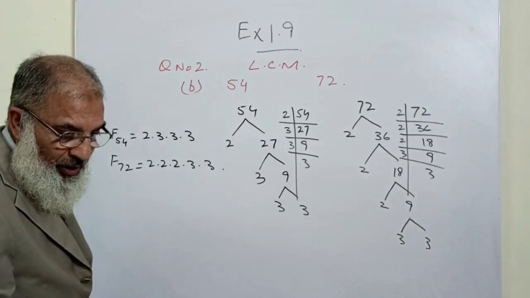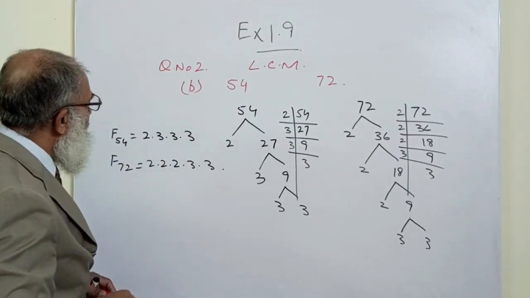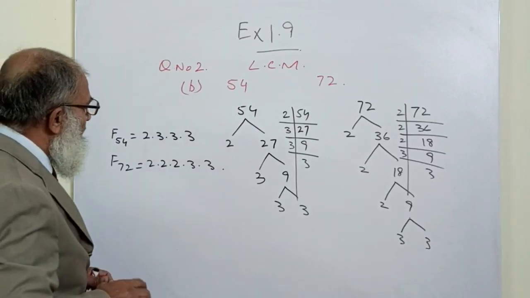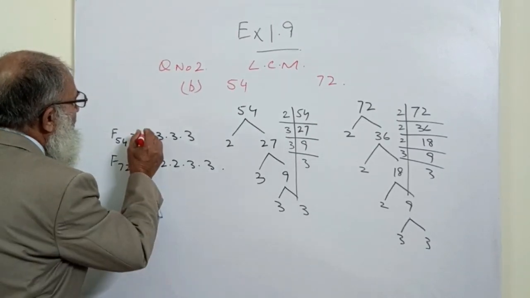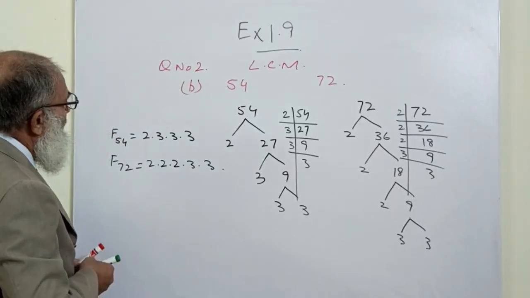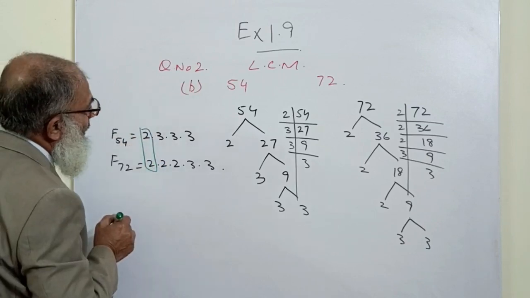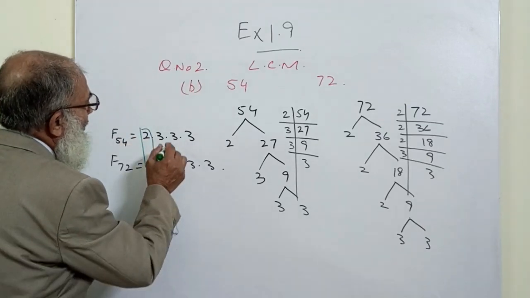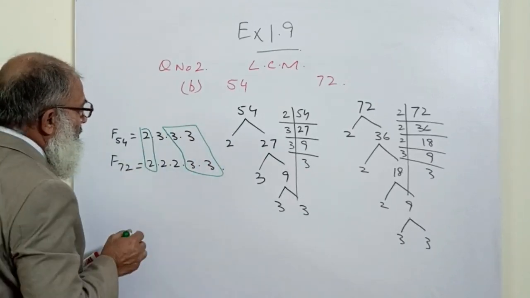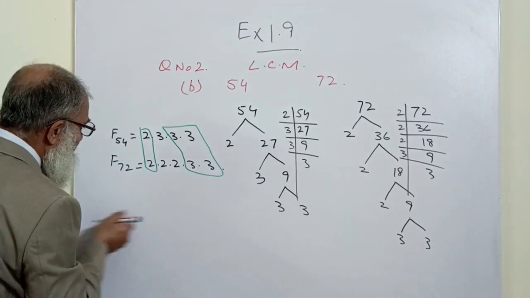So what are we going to do now? I told you in my previous question, what you are going to do is find the factors which are common. Now this is common, this is common, okay, and these are also common, okay.